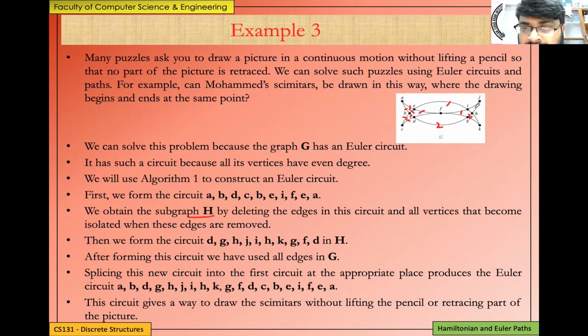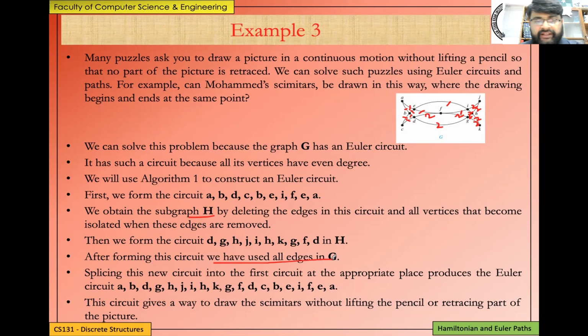then H to J, J to I to H, and H to K, K to G, G to F, F to D, and that's basically started from D and ended up at D by using these edges. Once you end up in D, after forming this particular circuit, we have used all edges in G. So after you form this, you have actually used all possible edges in G.